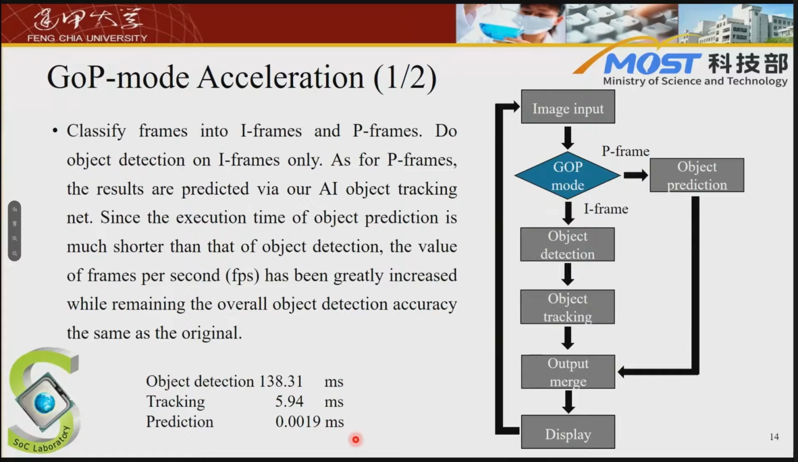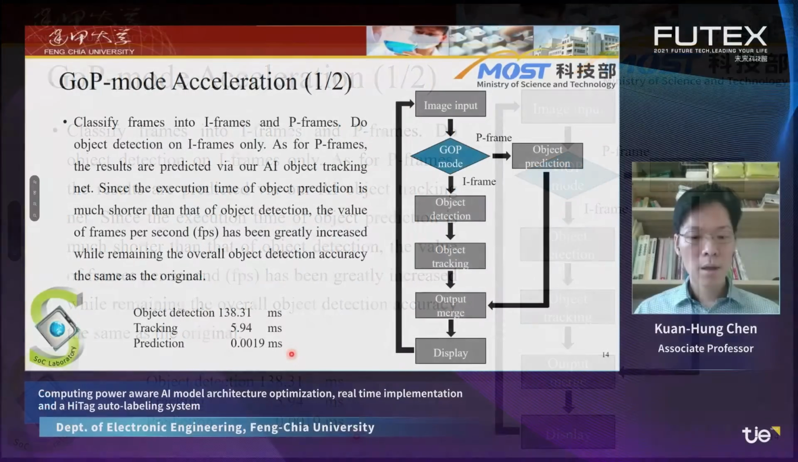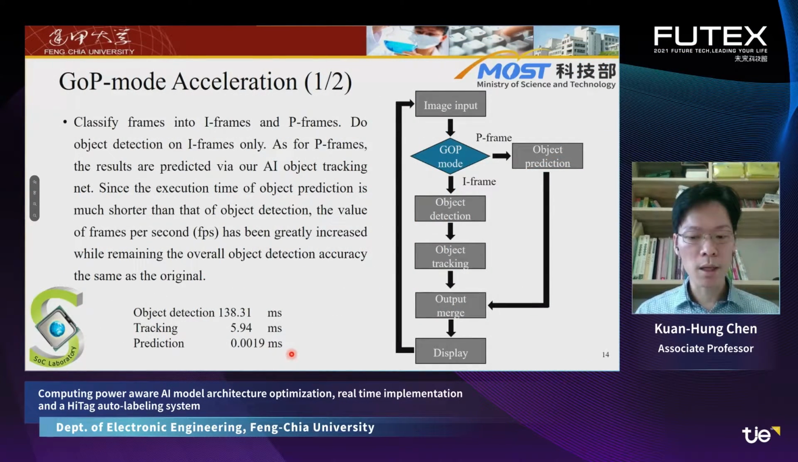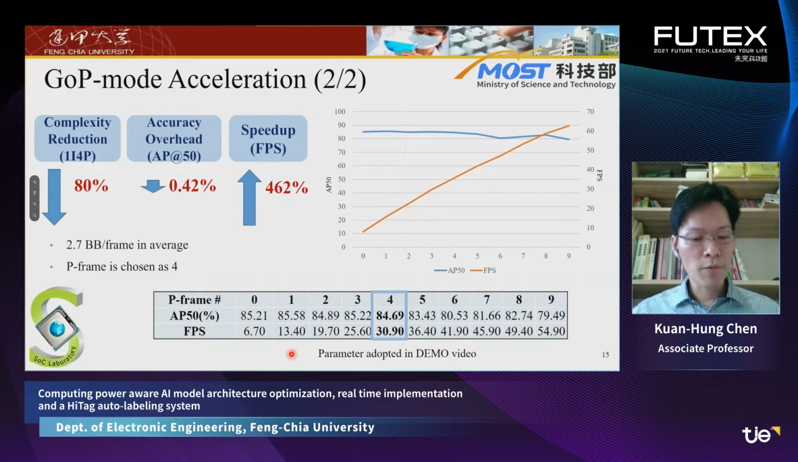Since the execution time of prediction is much shorter than that of detection, the value of frames per second has been greatly increased, while keeping the overall detection accuracy the same. By setting P-frame number as 4 to form up a 1I 4P GOP structure, the complexity can be reduced as much as 80%. Such complexity reduction results in 462% speed up in terms of frame rate.